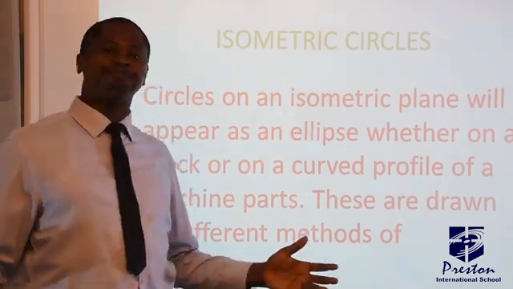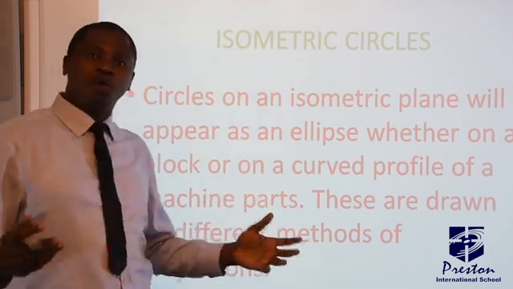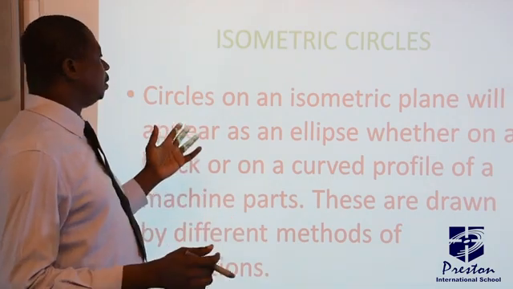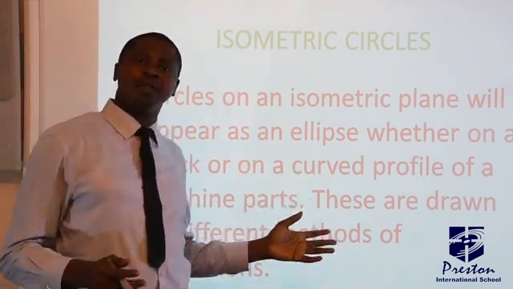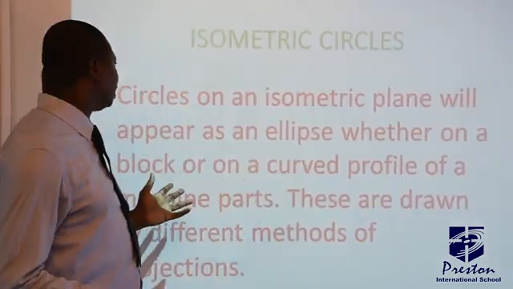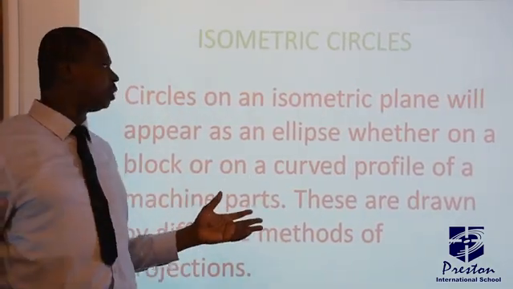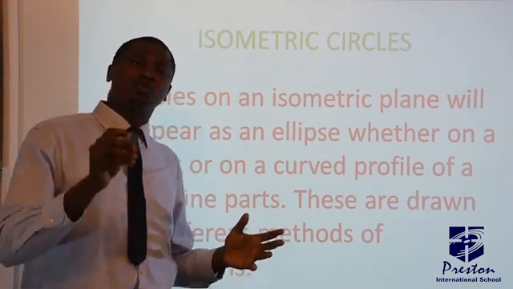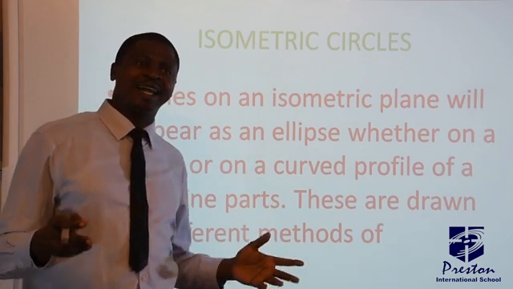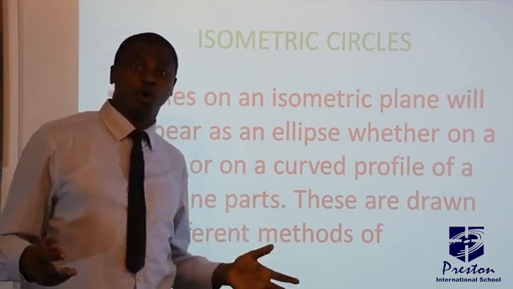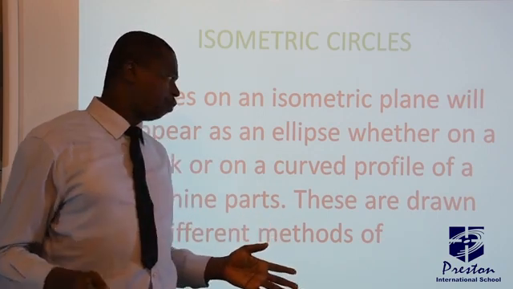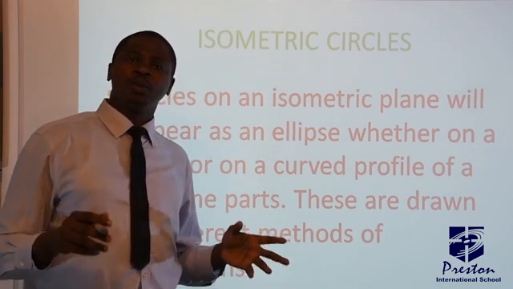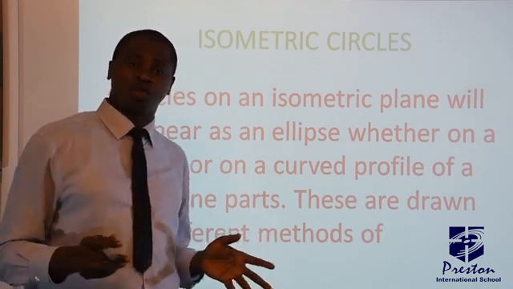An isometric circle is a circle on an isometric plane, and it can be drawn using the three methods which I'm going to explain in this discourse. But in this one, you can see that circles on the isometric plane will appear as ellipses, whether on a block or in a curve profile. So it is assumed that you cannot draw a circle or a circular object directly on a block, because you are looking at that object at different angles. So for you to draw a circle on an isometric plane, it can only be represented using an elliptical structure.